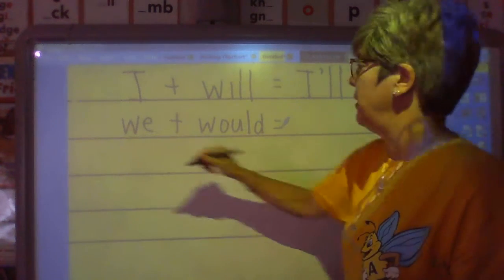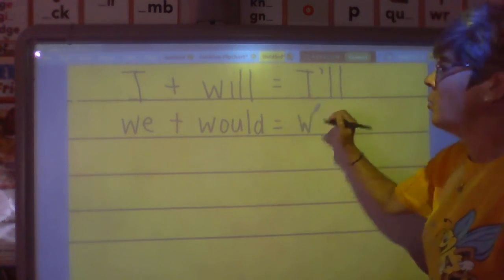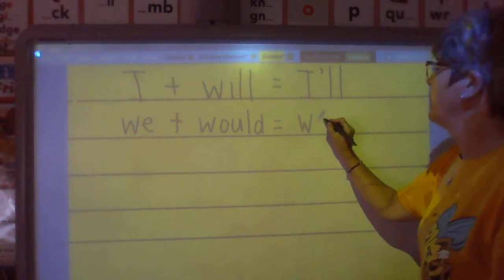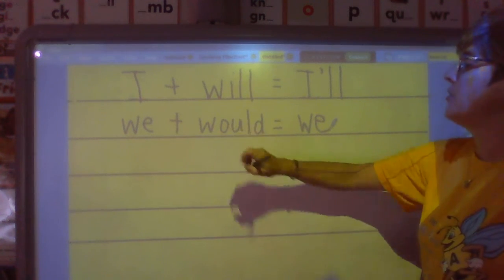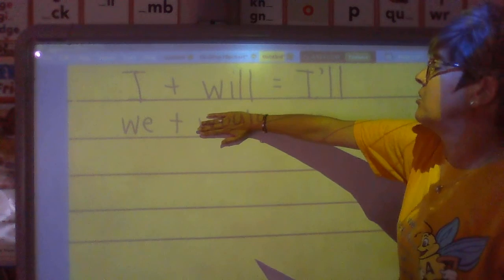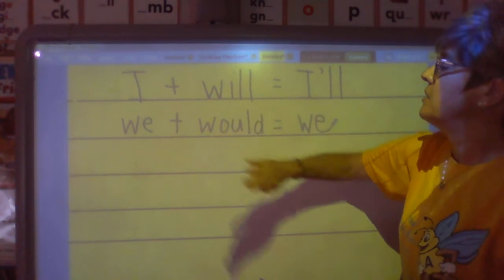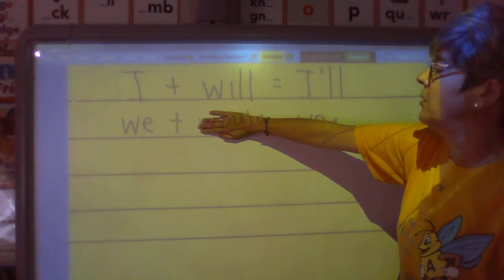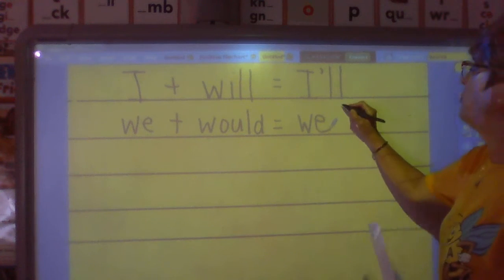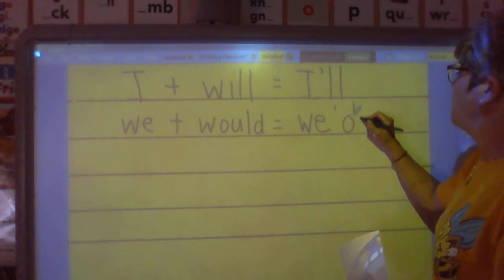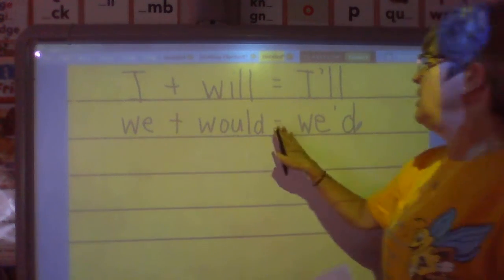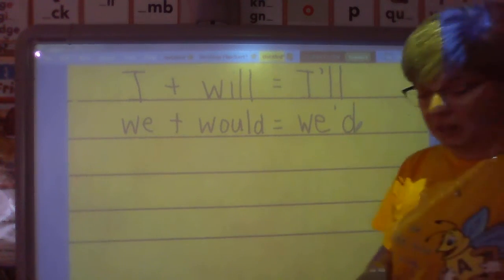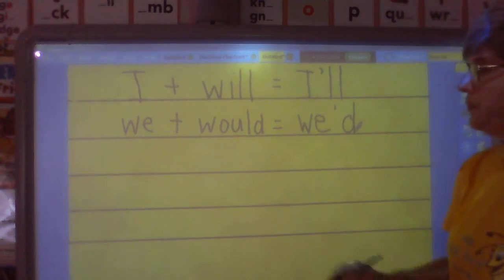We're going to keep the W. We're going to keep the letter E. We're going to drop the W-O-U-L. So if I take my hand and I cover up those letters, that's what we're dropping. Since that's the place where we're dropping the letters, we put the apostrophe there, and then we add the letter D from would. So we plus would equals we'd. We'd love to see you.